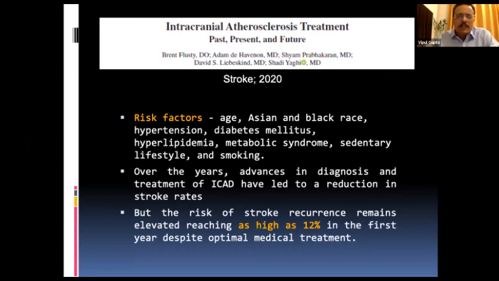Just to summarize the disease per se, this was a recent article published in Stroke, that the risk factors are age, and the important one, Asian and Black race, hypertension, diabetes, hyperlipidemia, metabolic syndrome, sedentary lifestyle, and smoking. And as Dr. Padma pointed out, we see quite a few percentage of patients presenting with ICAD. And I remember a long time back, Dr. Padma had published from AIMS the incidence of ICAD by doing MR angiography in these patients.